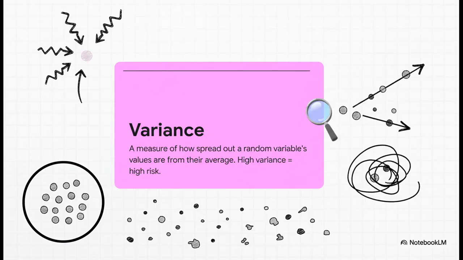So, how do we measure this? Well, we use a concept called variance. It's just a single number that tells you how much wobble there is in the system. A low variance means the results are consistent and predictable. A high variance, that means things are chaotic. It's a total roller coaster of risk and reward.